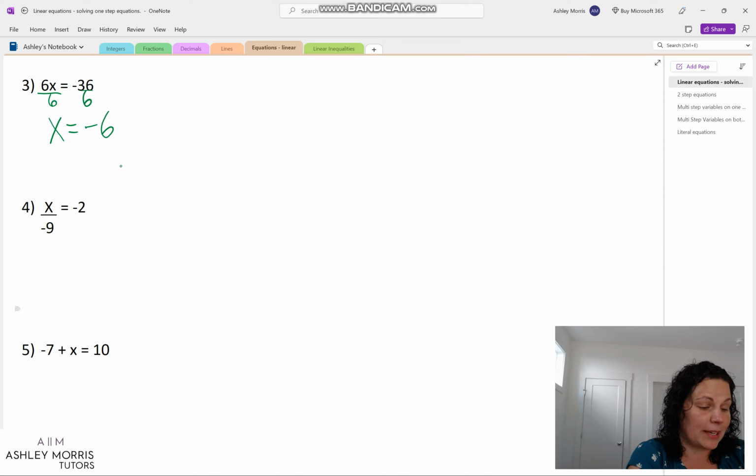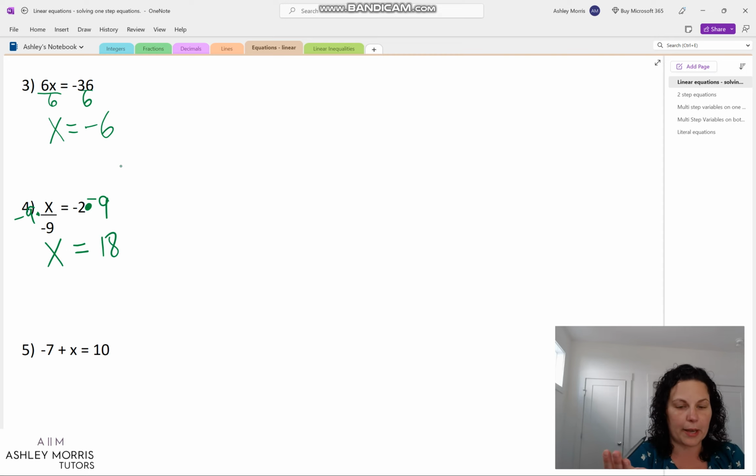X divided by -9. Undo divide with multiply. So we're going to multiply both sides by -9. Careful with those signs. So -9 divided by -9, that's 1. 1x is just x. -2 times -9 is 18. And you can always go back and check it out.